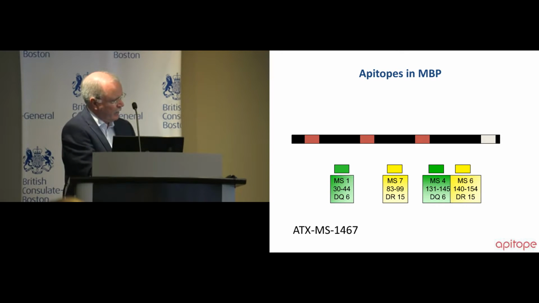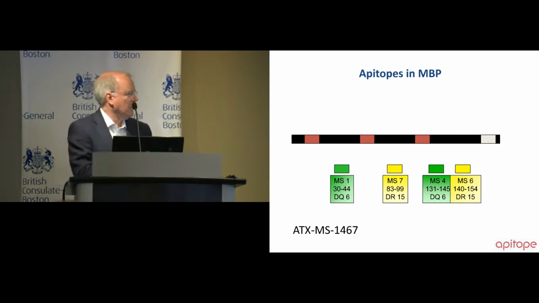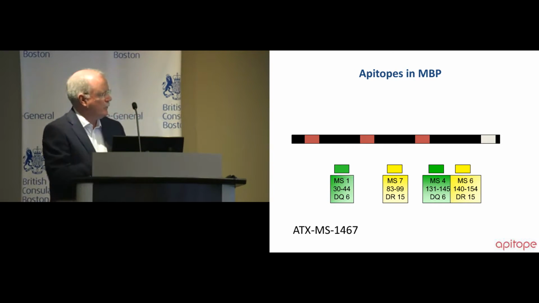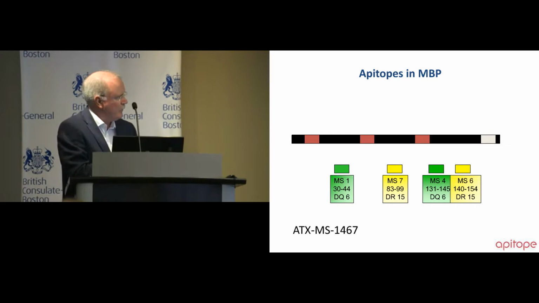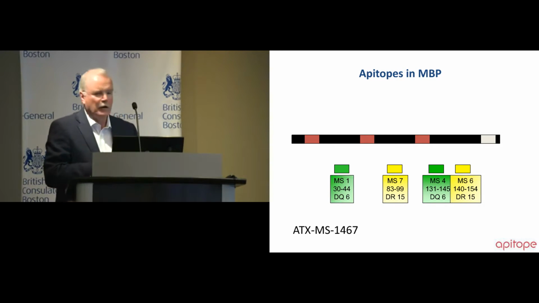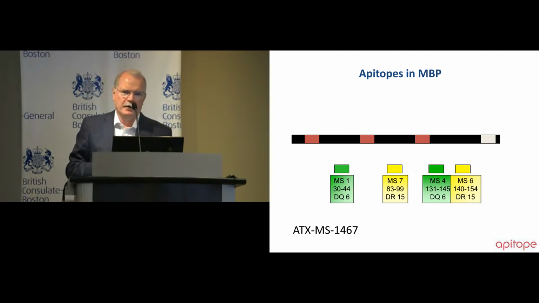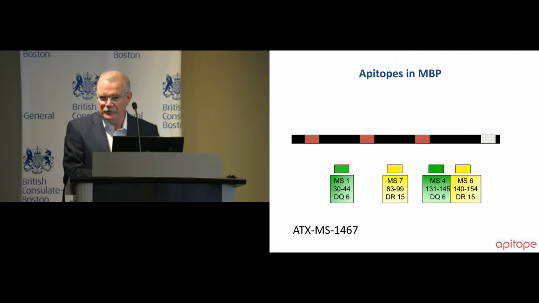Interestingly, this one at the end here defied design of an epitope, but we were able to design epitopes from these 4 regions, and these are known as MS1467. And you'll notice here that there are 2 HLA-DQ6 restricted T-cell epitopes and 2 DRB11501 restricted T-cell epitopes. And the reason I'm telling you that, and I'd like you to remember that, will become important in a moment.